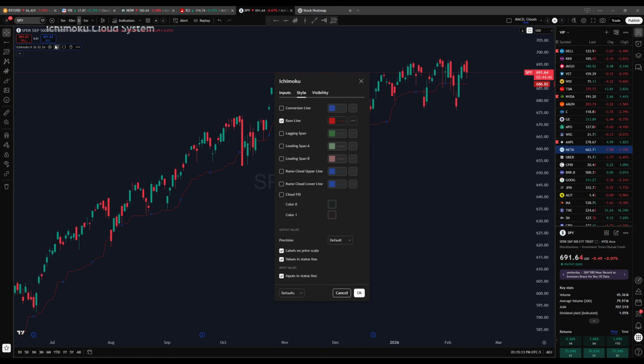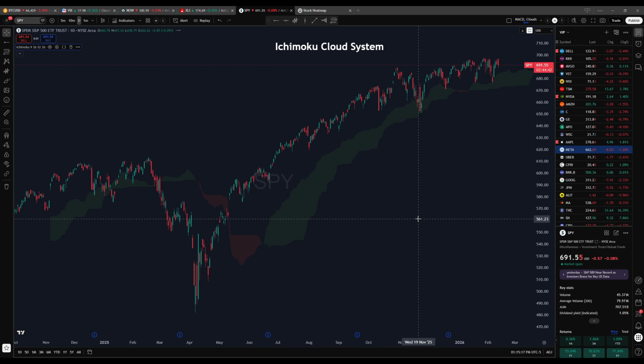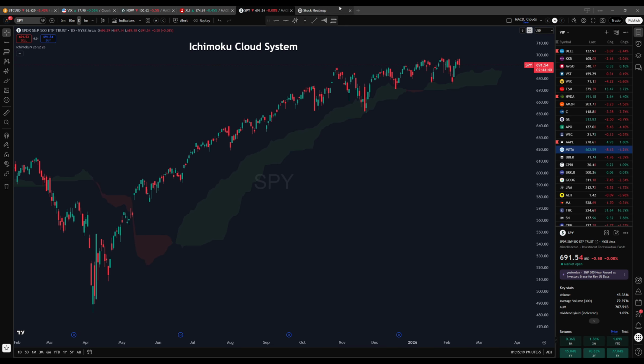Next up, we have the cloud. Let me go up here, turn just the cloud on for you guys. Zoom out a little bit more. This is where a lot of people get confused. You see, it flips from green to red. The green and red spans you see are actually a projection of the conversion and baseline shifted 26 periods into the future. It is a literal map of future risk. If price is inside the cloud, you're in no man's land. No trades, no guesses. We wait for a breakout into clear air.